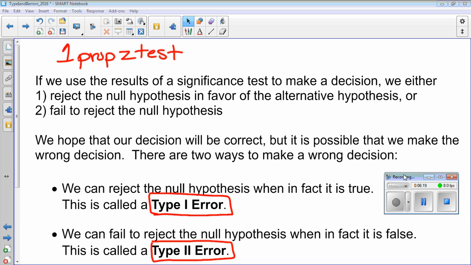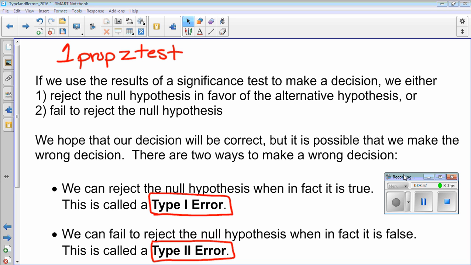It's a mistake. The second kind of error happens when I don't reject the null. I failed to reject the null. My p-value was too high. I didn't reject it, but in fact, I should have, because it's false. Okay? So those are the two kinds of possible errors that we could make. One's called a type 1 error and one's called a type 2 error.